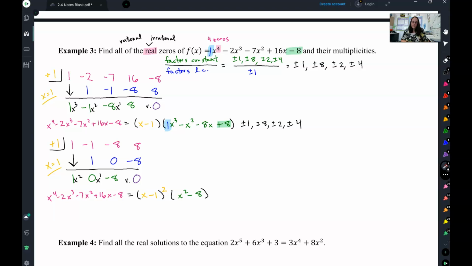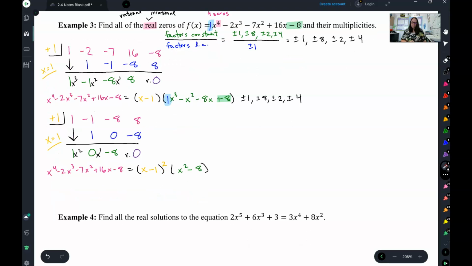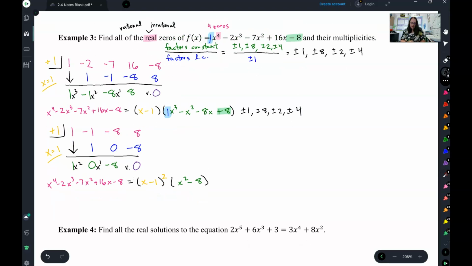So notice this was a degree 4. I ended up needing to do synthetic division twice because that's what would get me down to my quadratic. So now that I'm down to my quadratic, I need to try factoring it first. Now this one does factor. Hopefully you'll recognize this as difference of squares, similar to if I factored this as x minus 4 and x plus 4. You've probably seen that before.